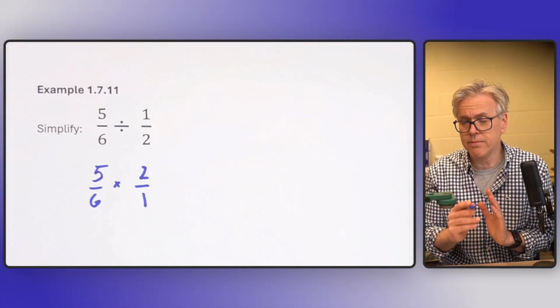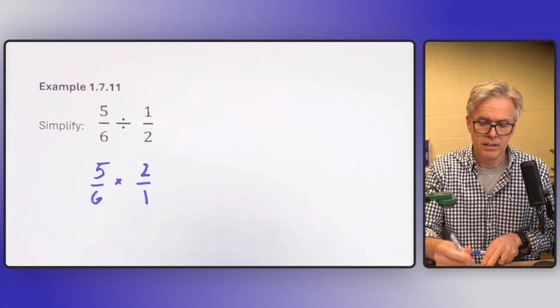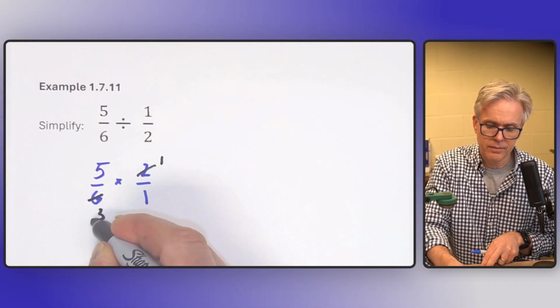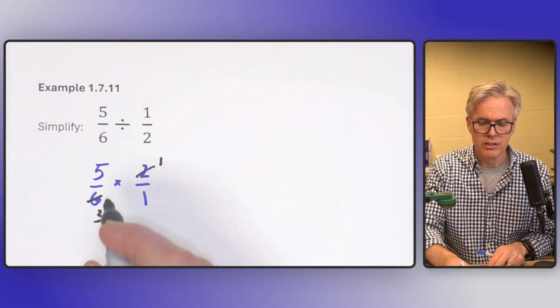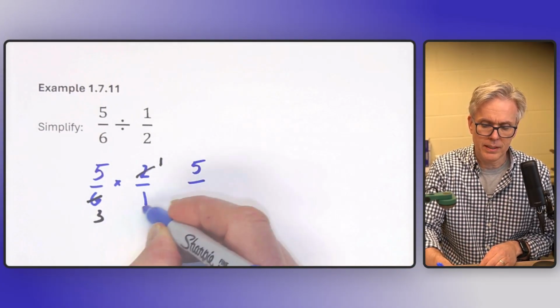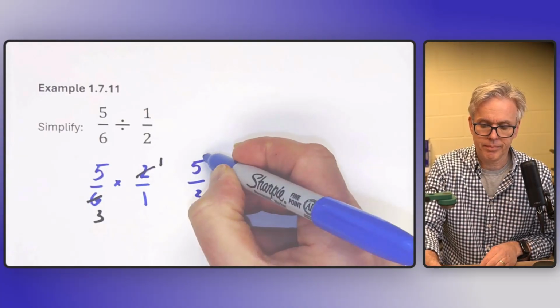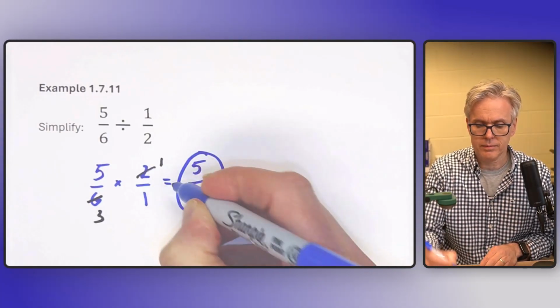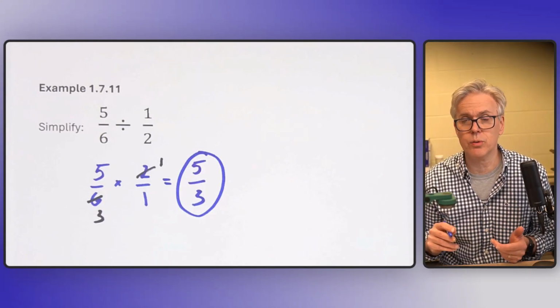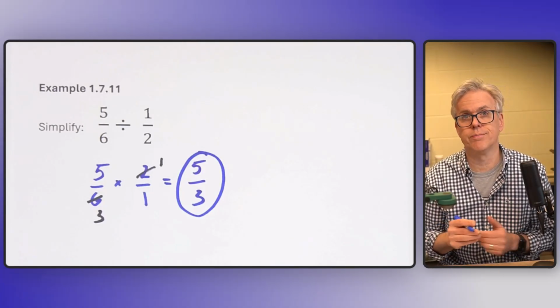So can I cancel anything before I multiply? I can't. 2 goes into itself and 2 goes into 6. Anything else? That's going to do it. So 5 times 1 is 5, and 3 times 1 is 3. And we get 5/3. Now, if you want to, you can convert this to a mixed fraction, 1 and 2/3.